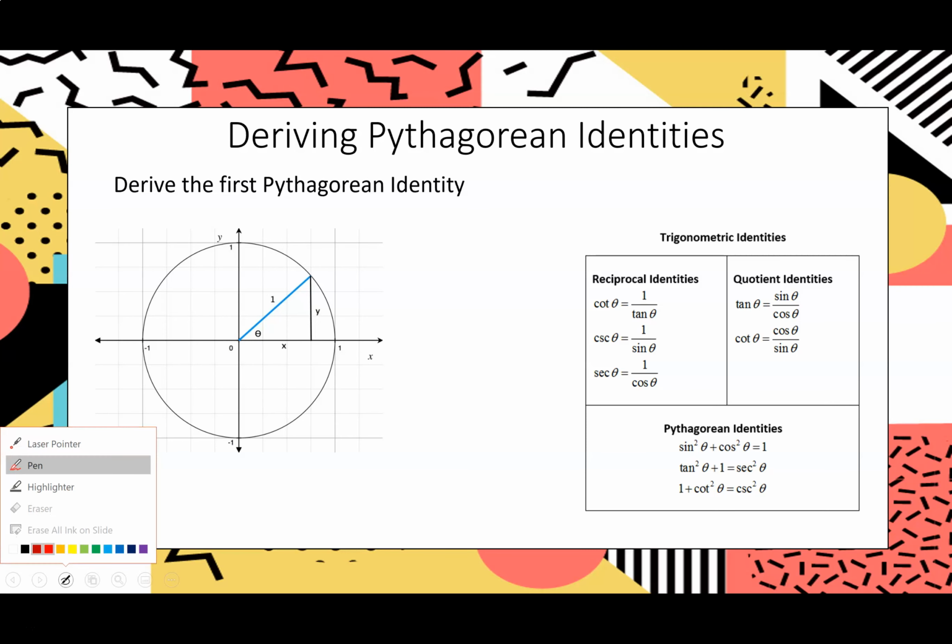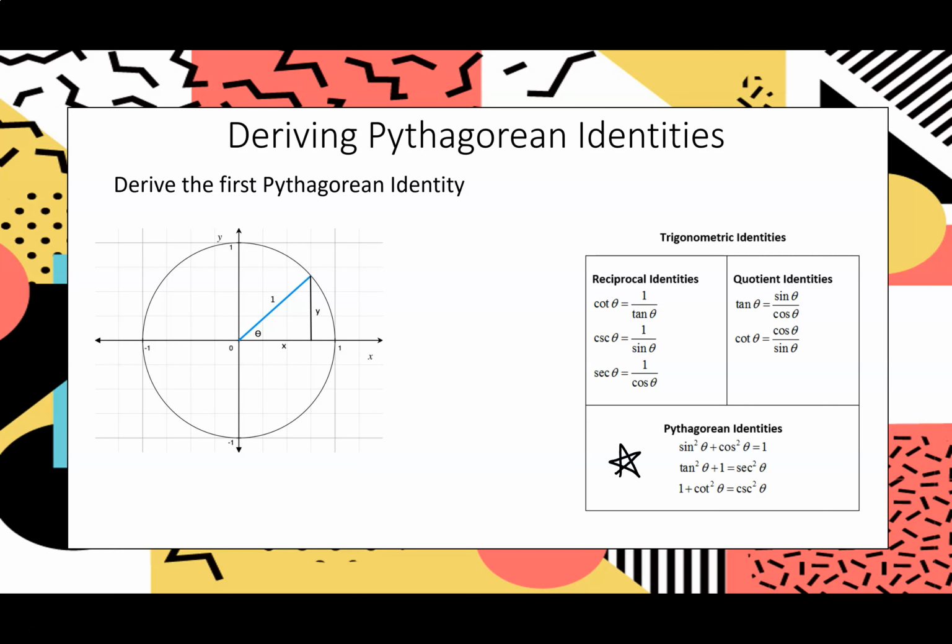It's time right now to learn how to derive the Pythagorean identities. Now, just as a reminder, at the very start of the PowerPoint for this unit, I said that you can use these on your exam. And that's correct. However, you're also going to have to show me that you know how to derive the Pythagorean identities. So those Pythagorean identities are right here.